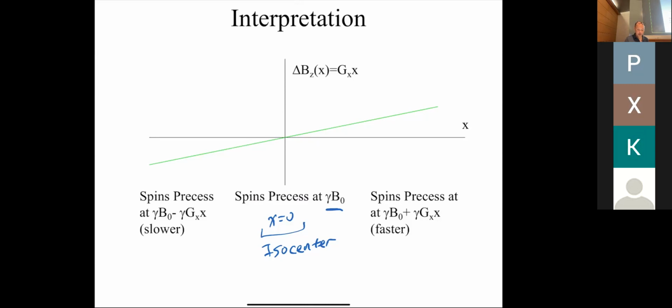For example, here, this is obviously a gradient in the X direction, and GX is positive, right? Because it's getting stronger with positive X and less strong with negative X. And so here, spins will precess faster because they're at a field gamma B0 plus gamma GX times X. And here they'll precess slower because they're at gamma B0 minus gamma GX times X. So when we look at these spins, some of them are precessing very quickly, these are going even faster, and these are going slightly slower.